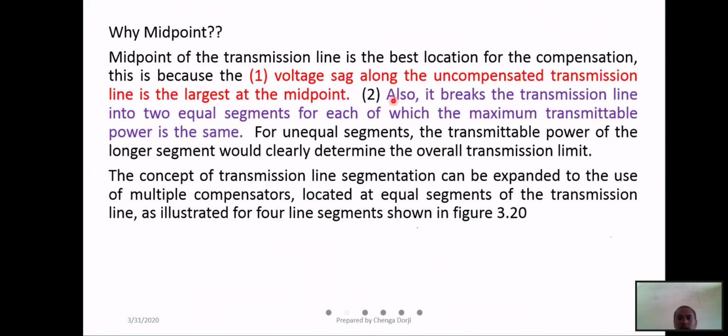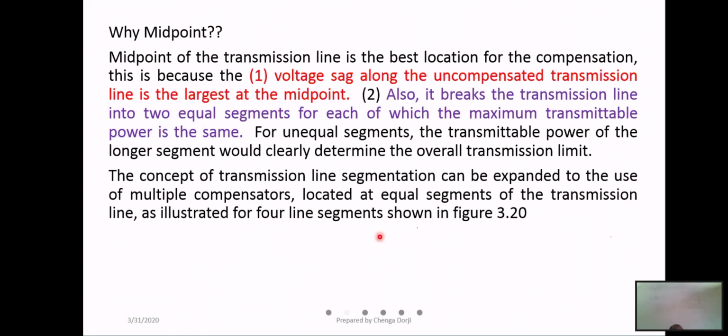There are two reasons. One is the voltage sag, which for an uncompensated transmission line is maximum at the midpoint. Another is that it breaks the transmission line into two equal halves, so that the maximum power transmittable is the same for both. If you use unequal segments, the transmittable power of the longer segment would determine the overall transmission limit.